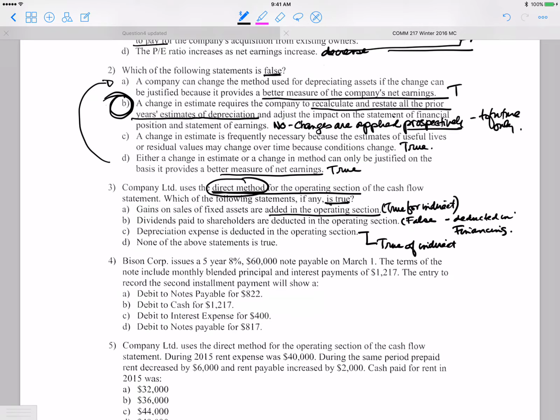Okay, getting back to A, gains on sales, true for indirect, but false for direct. So this question really tests your ability to distinguish the elements that go into the direct method versus the indirect method. So all of these statements are false, false, false. Therefore, D is the correct answer.